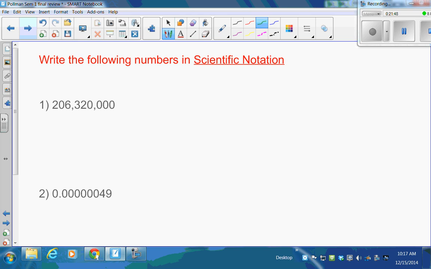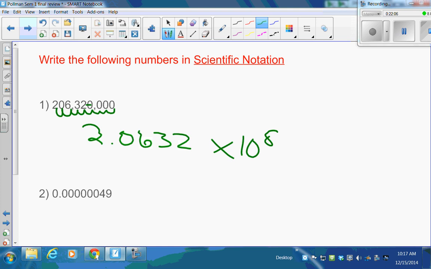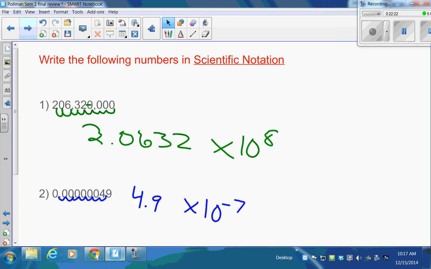All right, for scientific notation, my decimal goes after my first digit, so 2.0632. Stop when the rest are zeros, and then count 1, 2, 3, 4, 5, 6, 7, 8. I moved 8 spaces, so it's 10 to the 8th. The negative ones are a little bit harder, but this is 4.9. I just put the decimal after the first digit and count, 1, 2, 3, 4, 5, 6, 7. Times 10, it got smaller, moved in the negative direction, to the negative 7. See me if you need help on those.